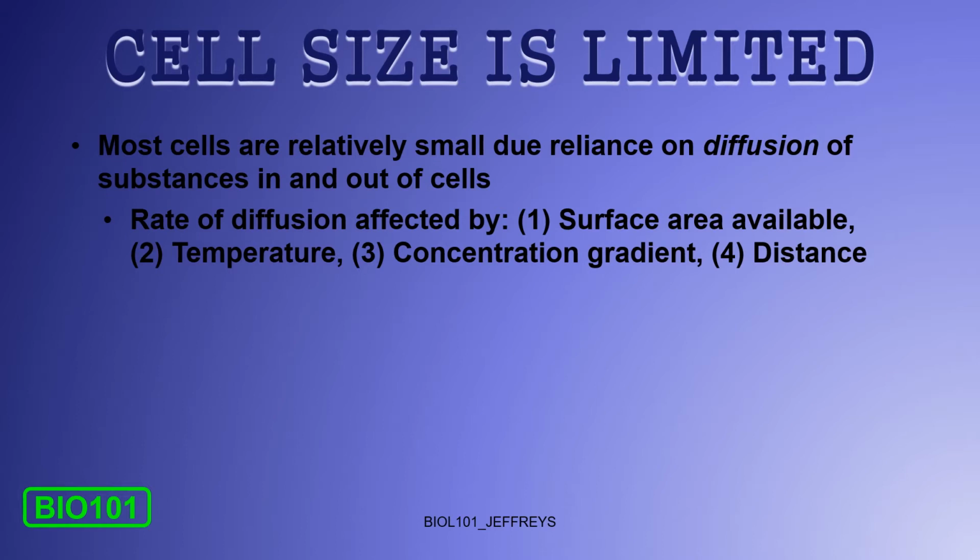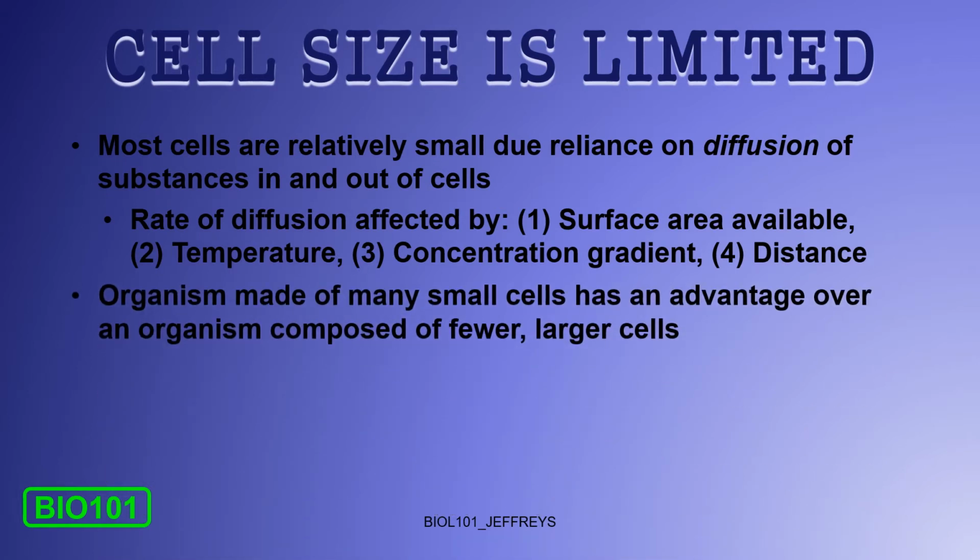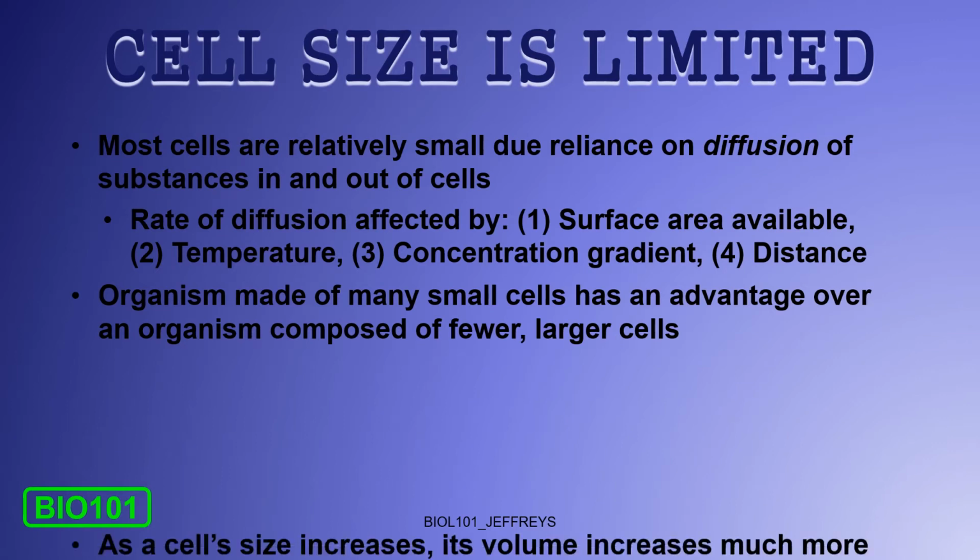We'll talk about surface area here in a second. So organisms that are made of many cells have an advantage over an organism composed of very few large cells. The more and smaller cells that an organism has, the greater the advantage to life over an organism that is composed of a limited amount of really big cells. And that has to do with surface area to volume ratio.